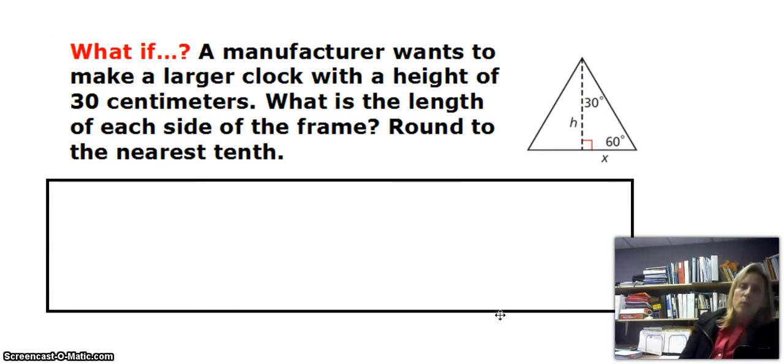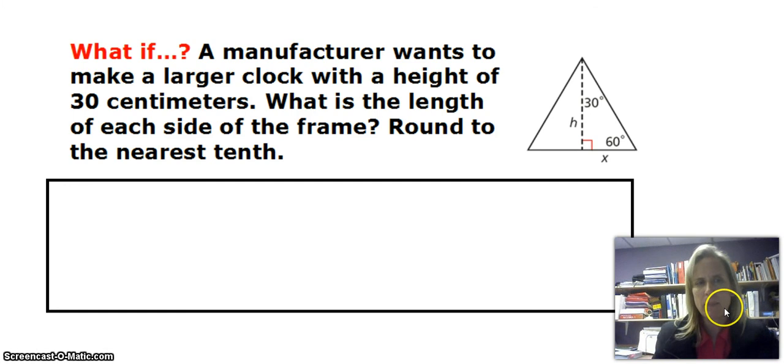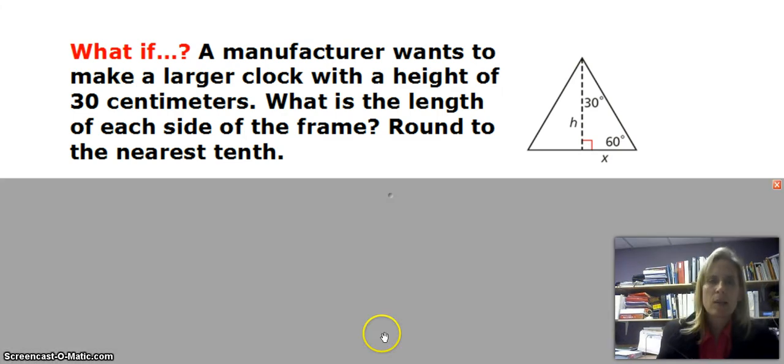A manufacturer wants to make a larger clock with a height of 30 centimeters. What is the length of each side of the frame? Round to the nearest tenth. A height of 30 centimeters. Okay, so here we have a 30, 60, 90 triangle, right? Okay, so this clock is an interesting shape. It's triangular, but anyway, the height here is given, 30 centimeters.